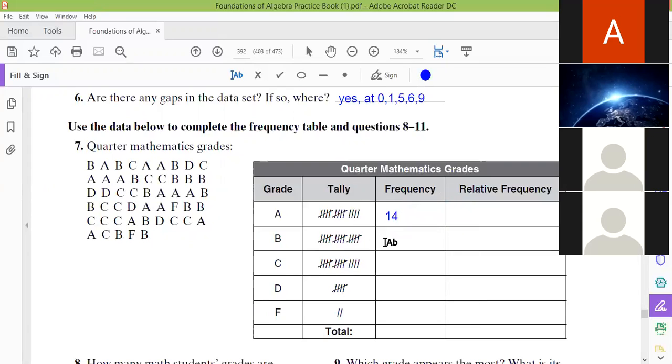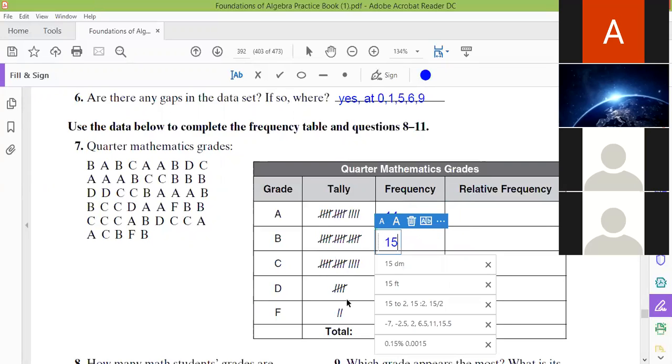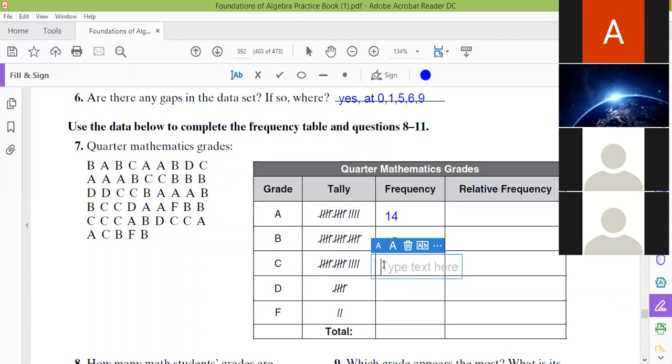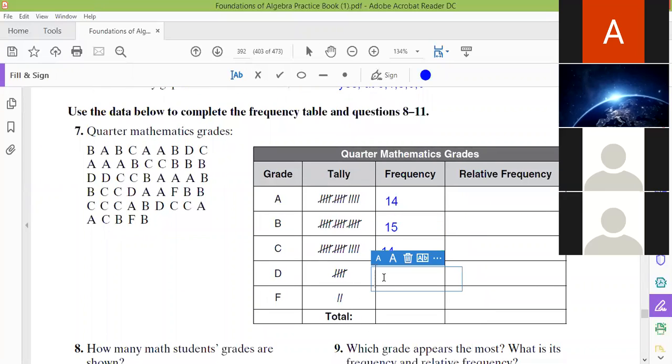Okay, 14. Frequency is 14. Now next one. B. 15. Now C. C is 14. Then D. 5. And then 2. Add them quickly and tell me. Okay.